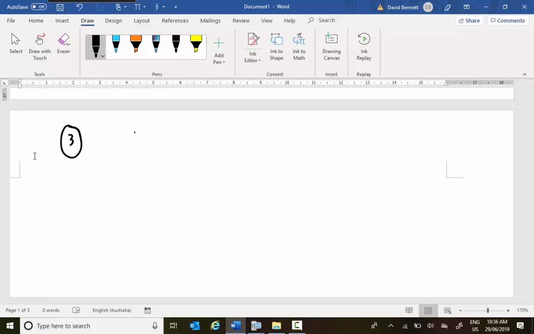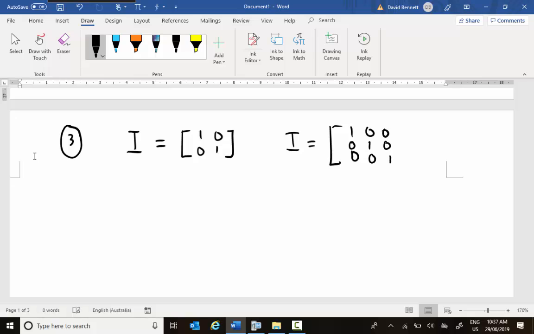There's a thing called an identity matrix. An identity matrix could be this. It could be 1, 1, 0, 0. It could be 1, 0, 0, 0, 1, 0, 0, 0, 1. This is called an identity matrix.